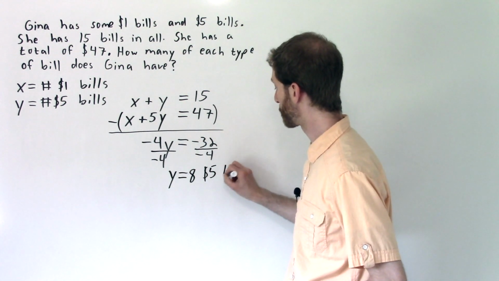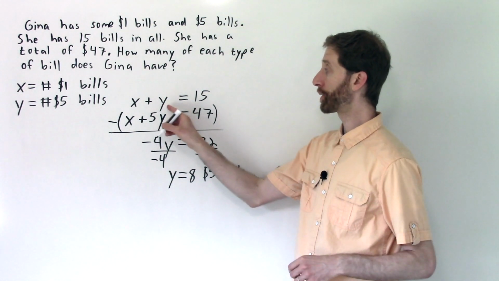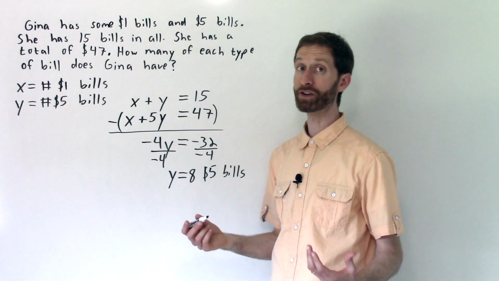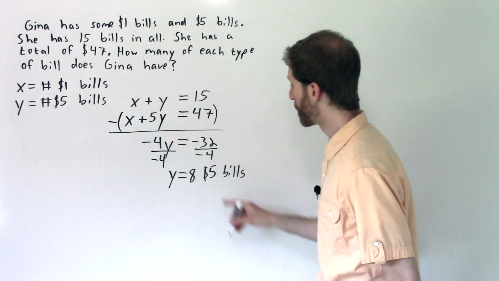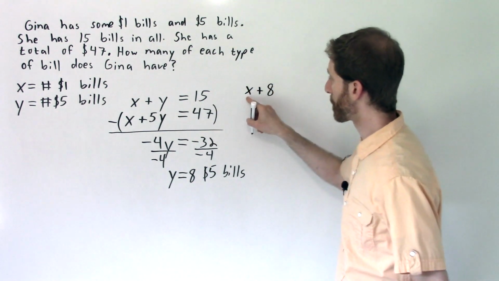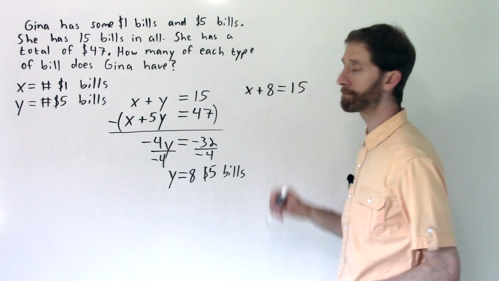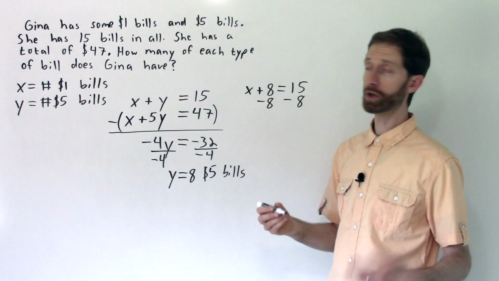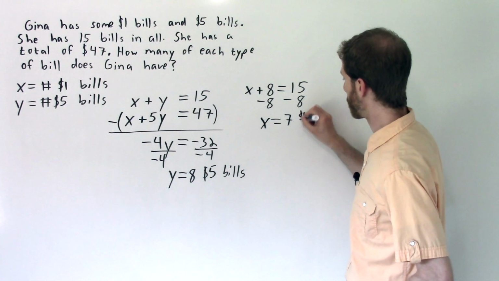Always have your units. Now all we have to do is take that y value of 8 and plug it into one of the two original equations. I suggest this first one because it's easier to plug into, smaller numbers, fewer coefficients, numbers in front of the variables. So take that 8 and plug it in here. Actually makes a lot of sense, because what you're saying is the number of $1 bills plus the 8 $5 bills is equal to a total of 15. So if you take the total and subtract the amount of $5 bills, which is what we're doing, we'll get x, the number of $1 bills. So that'd be 7 $1 bills.